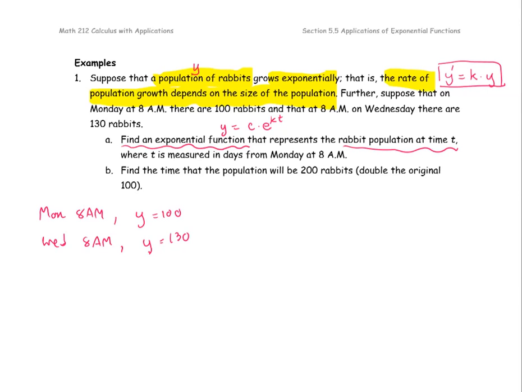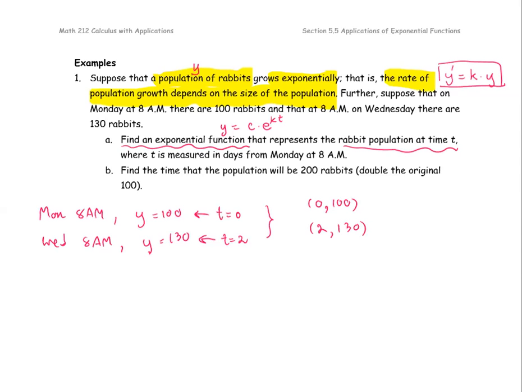T is measured in days from Monday at 8 a.m. So that means when y equals 100, t equals 0, and then 2 days later, t equals 2, y is 130. That tells us we have two ordered pairs, (0, 100) and (2, 130).